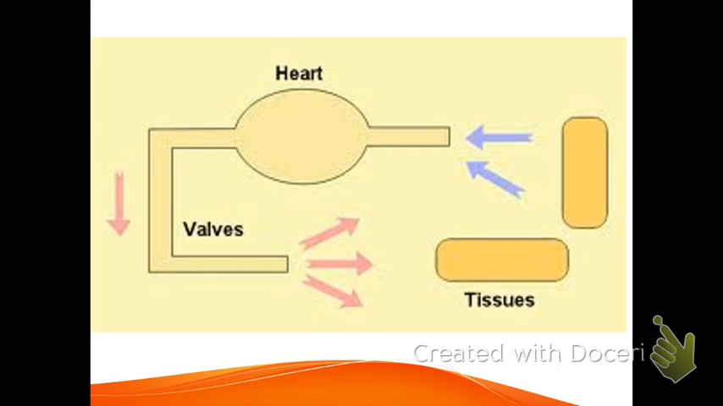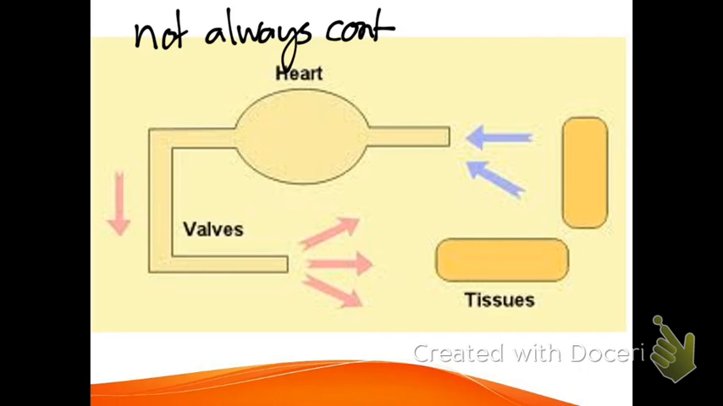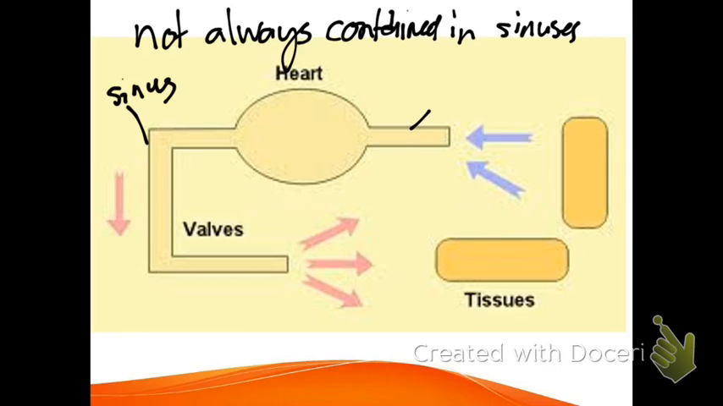Okay, so this is a diagram of an open circulatory system. I should have mentioned why it's open: it's because the fluid is not always contained. It's not always strictly contained within the tubes, in sinuses in this case. So here we have a sinus, and here we have a sinus as well.